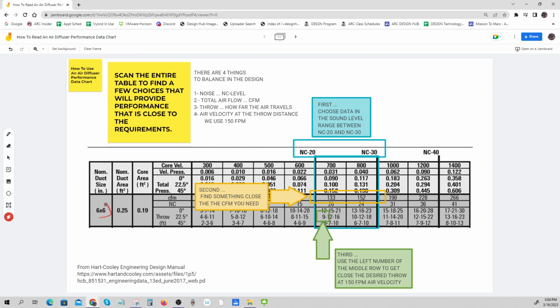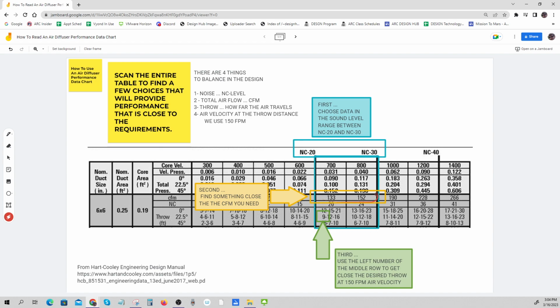Now, I've only got one selection shown. The data table has tons of them, but I'm just taking one. The next thing you want to do is get something close to the CFM that you want. You should have been able to calculate from Revit the CFM per square foot and know how many square feet you're looking to cover with this air terminal. CFM per square foot times square foot is total CFM. So that's cubic feet per minute of air blowing out of the air terminal.